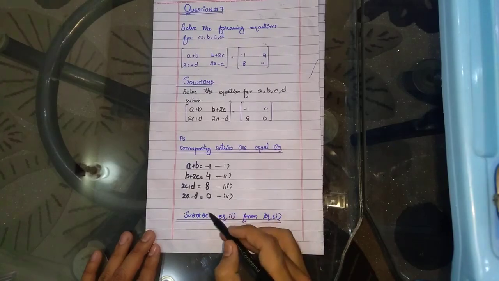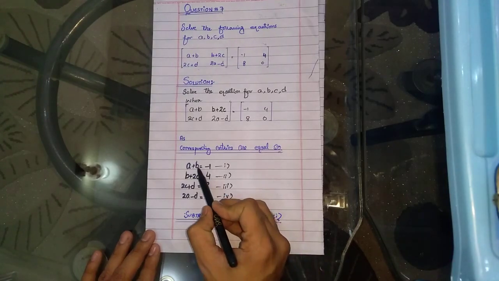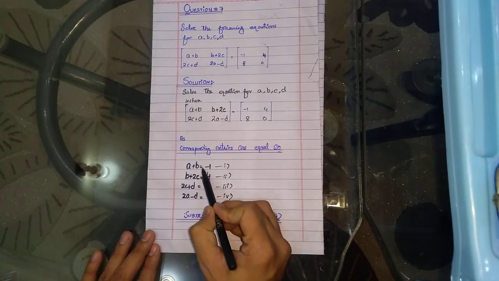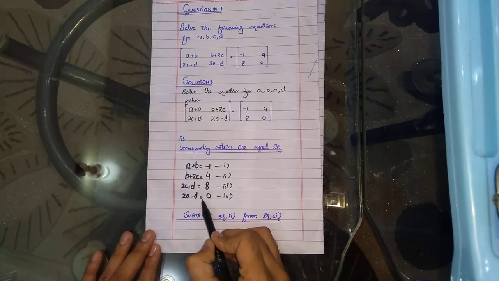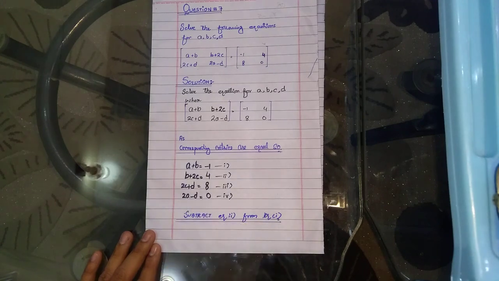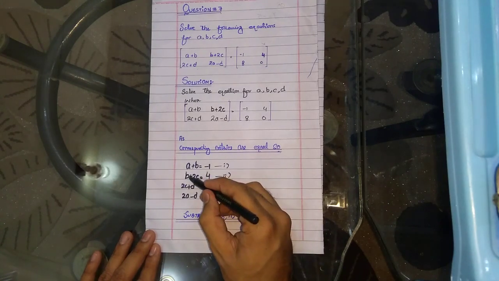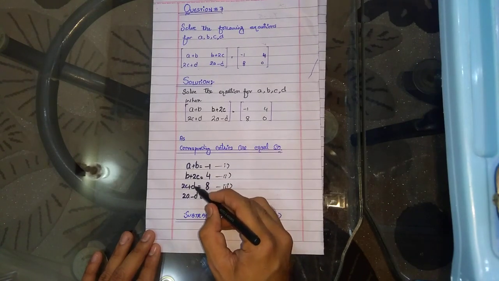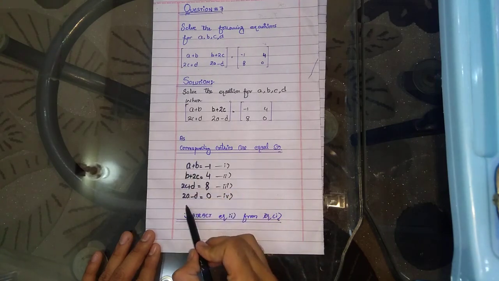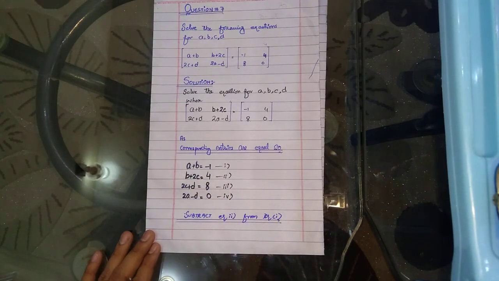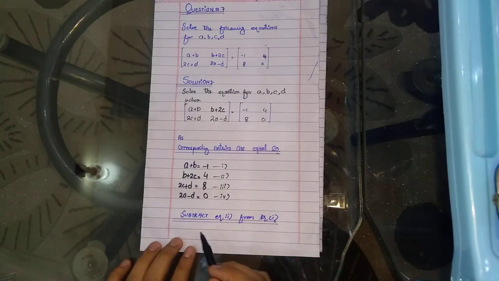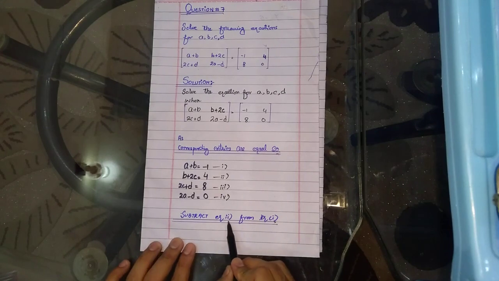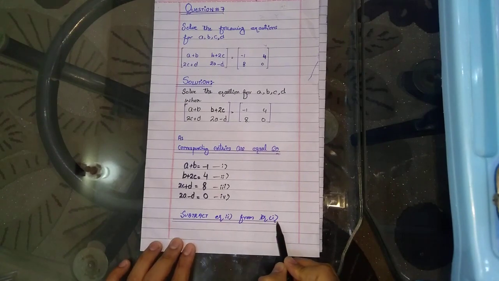Now student, look here. My first priority is to cancel this B out of these two equations and also this D from these remaining two equations. Why? Because when I cancel B from these two equations and D from these two equations, we will have A and C in a single equation. So by this way, we can get the value of A and C. So my first step is I have to subtract equation 2 from equation 1.